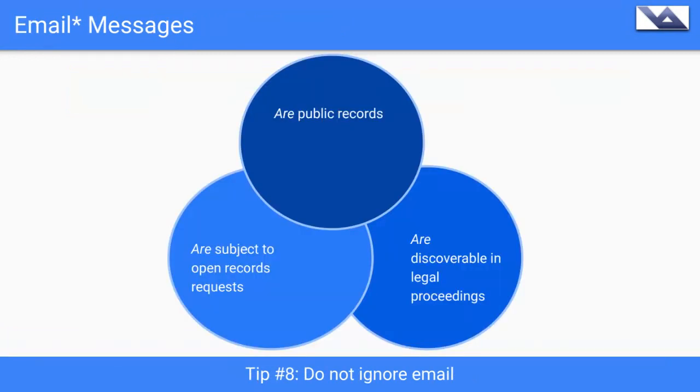Okay. Email. So email is obviously a type of electronic record, and it is one of the most common topics that we get questions about. I do have an asterisk up there because it can also apply to texts. Email messages and text messages are public records. They are subject to open records requests, and they are discoverable in legal proceedings.